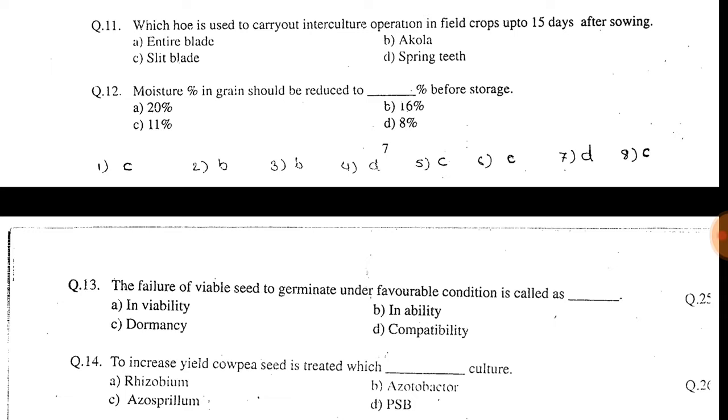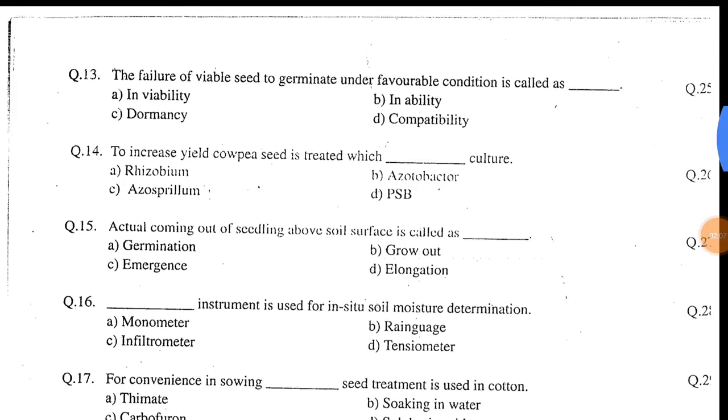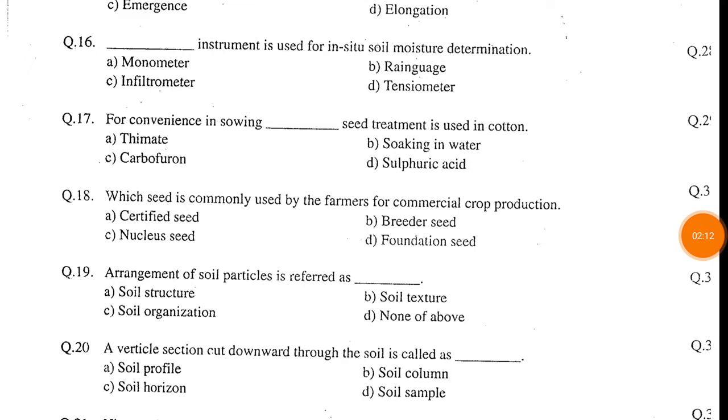The failure of viable seed to germinate under favorable conditions is called dormancy. To increase yield, cowpea seed is treated with rhizobium culture. Actual coming out of seedling above soil surface is called emergence. Tensiometer is used for in situ soil moisture determination. Sulfuric acid seed treatment is used in cotton. Which seed is commonly used by the farmer for commercial crop production? Certified seed.